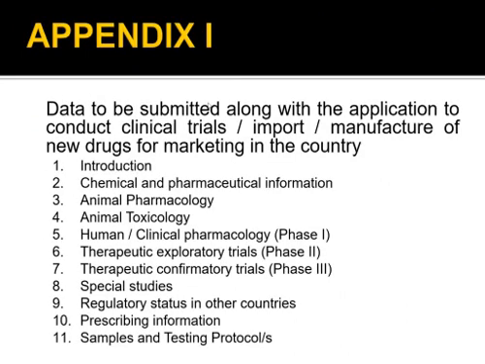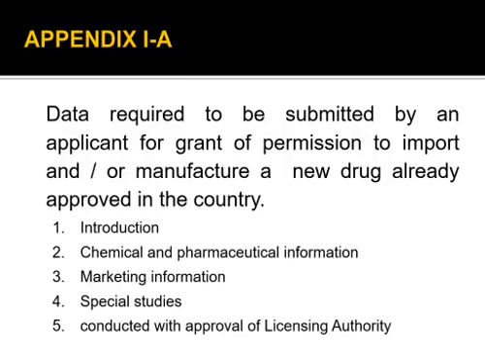Then these are the appendices. Data to be submitted along with the application to conduct a clinical trial, or to import or manufacture new drugs for marketing in the country, include the following criteria. The first one is introduction, then chemical and pharmaceutical information, then animal pharmacology, animal toxicology, human or clinical pharmacology, therapeutic exploratory trial, therapeutic confirmatory trial, then special studies, regulatory studies in other countries, then prescribing information, sample and testing protocols. Appendix IA: data required to be submitted by an applicant for grant of permission to import and or manufacture a new drug already approved in the country also includes all these parameters.